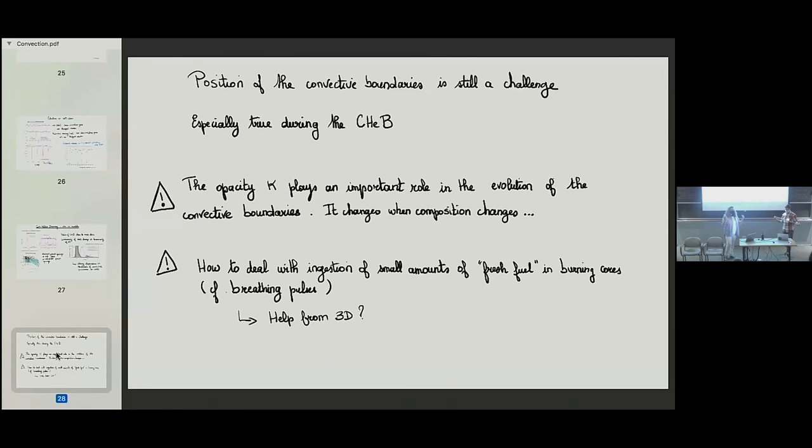And also, if you are in a burning region, the chemical element composition is going to change. Take that into account as well. Those are very important ingredients to get things right for stars. From what I've seen so far, there are not a lot of talks where people really do that.